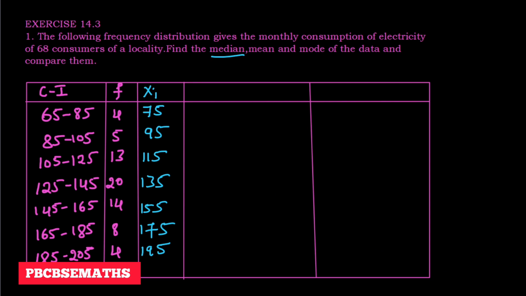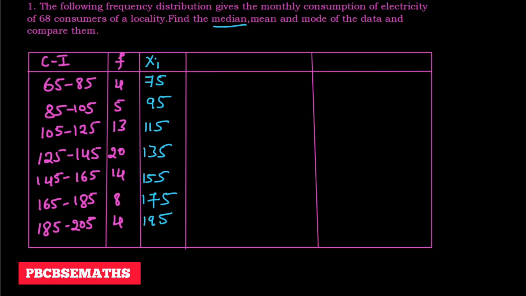Now let's find out ui. For that, we need a value as the assumed mean. Let's consider this 135 as the assumed mean. So let's take the value of a as 135. Let's calculate ui, which equals xi, that is the class mark, minus the assumed mean, divided by h, that is the class size or class width, which is the difference between the upper limit and the lower limit. So here the class size or class width is 20. So let's write that 20 here.